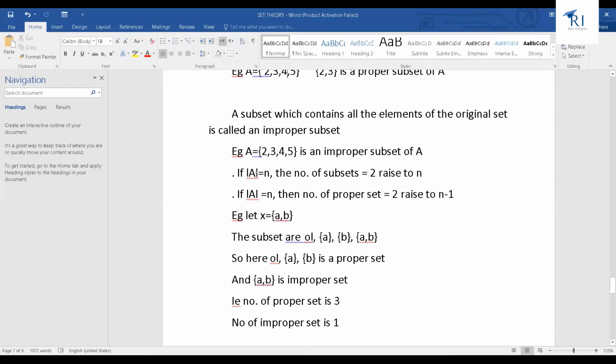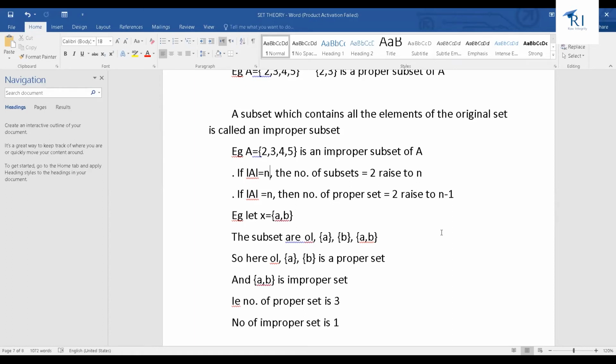Okay, like we have set A here, it has 1, 2, 3, 4, 5. Okay, we need to know. So there are 4 elements, so n here will be 4. So if we need to know the number of proper sets, we write 2 raised to n. That's 2 raised to 4. That will be 8, I guess.